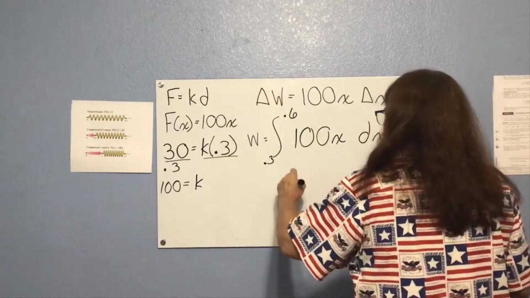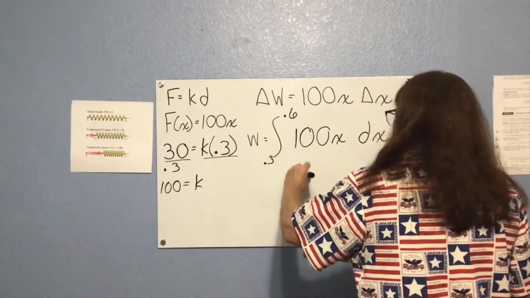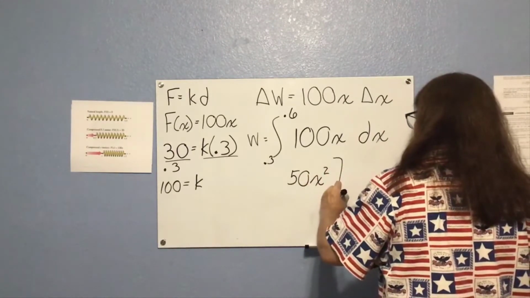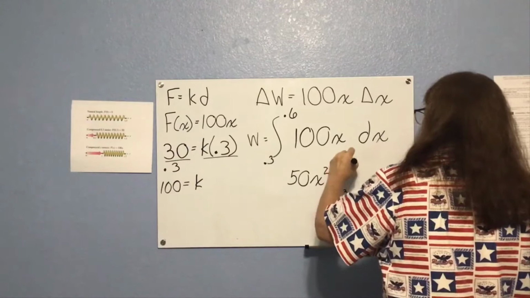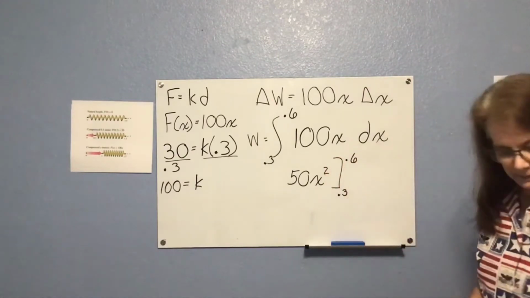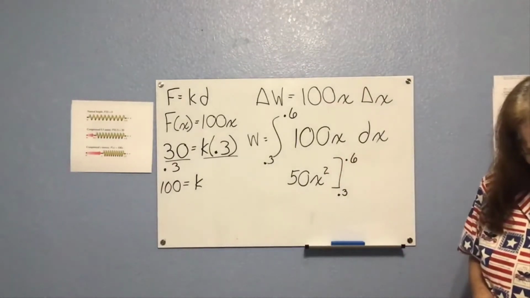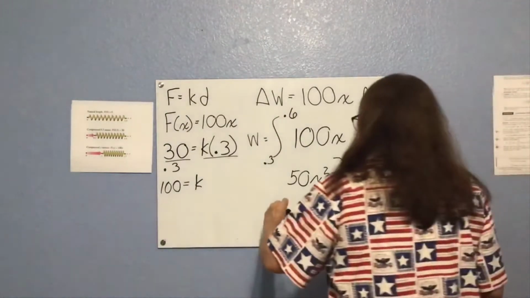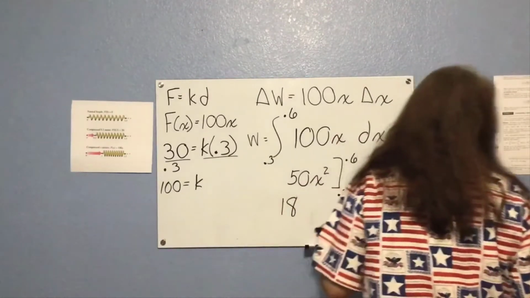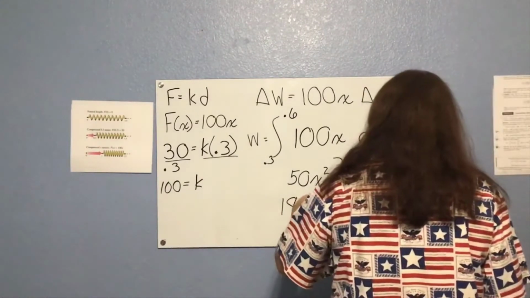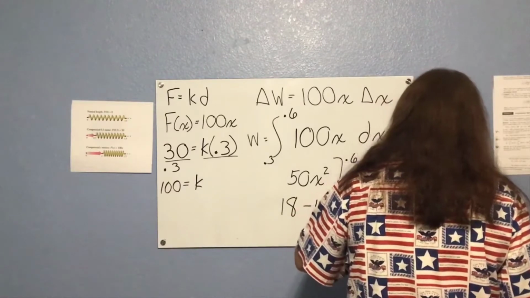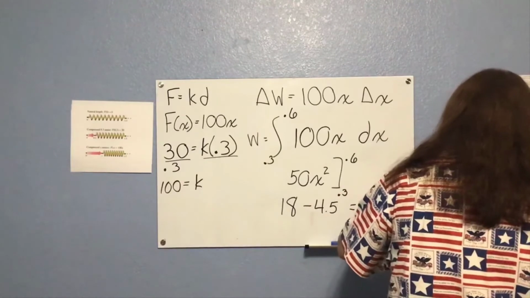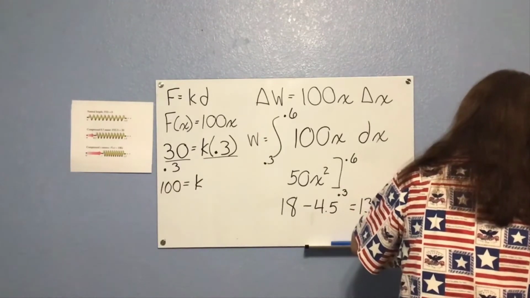Okay, easy integration. This is 50x squared evaluated from 0.3 to 0.6. Which is going to give us 18 minus 4.5, or 13.5 joules.